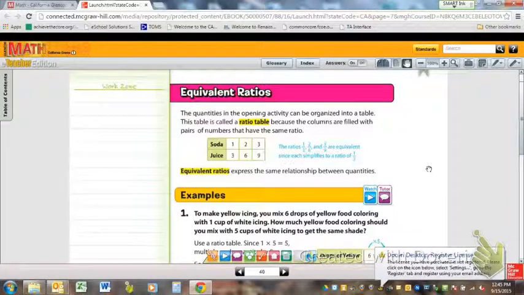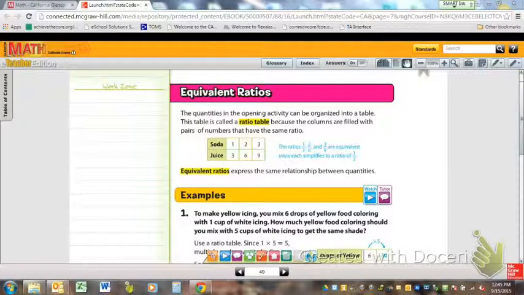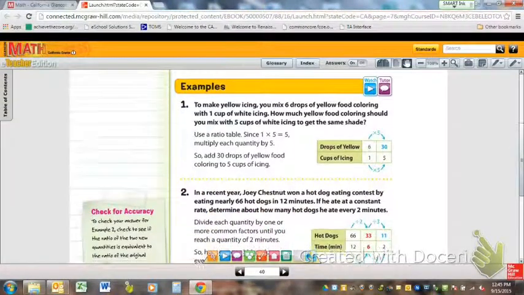This table is called a ratio table because the columns are filled with pairs of numbers that have the same ratio. So for every 1 can of soda, you have 3 cans of juice. For every 2 cans of soda, you have 6 cans of juice. And for every 3 cans of soda, you have 9 cans of juice. Sometimes you'll have to multiply, sometimes you'll have to divide, depending on what they're asking.